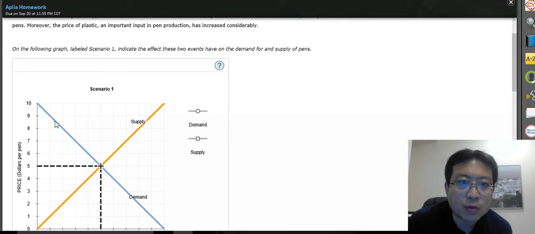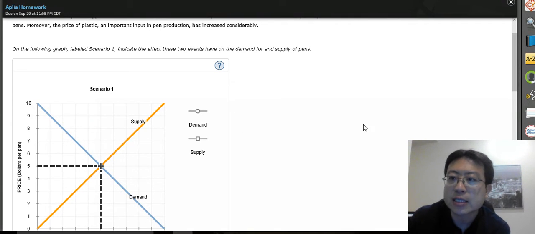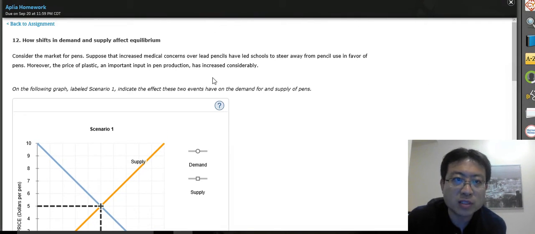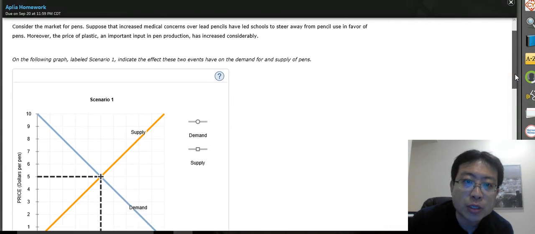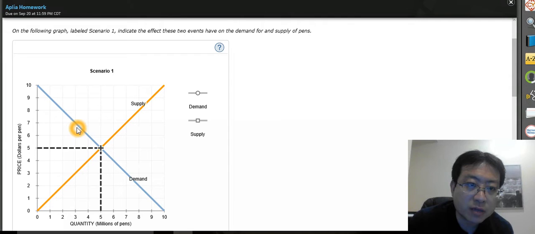Now, on this following graph over here, we need to label or indicate the effect of the two events on the demand and supply for pens. So the first change is that concern over the lead has led school to steer away from pencil use in favor of pen use. Now, if you go over the list of factors that can cause a change in our demand curve, taste is one of them. So when the school taste for pencil decreases and for pen increases, this will lead to an increase of demand curve. So we're going to take our demand curve and shift it to the right.